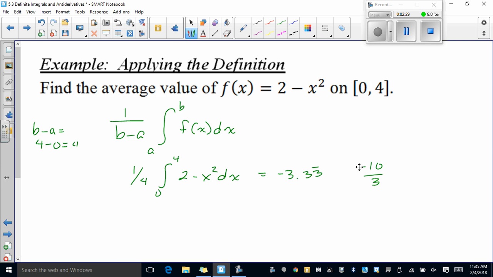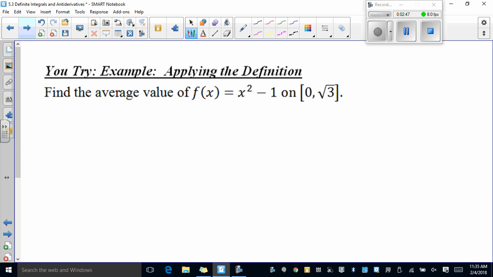Average value of f of x equals x squared minus 1 on the integral of 0 to radical 3. So still the same, 1 over b minus a, integral of a to b, f of x dx. And b minus a is going to be radical 3 minus 0, or radical 3. So we're going to have 1 over radical 3, integral of 0 to radical 3 of x squared minus 1 dx.